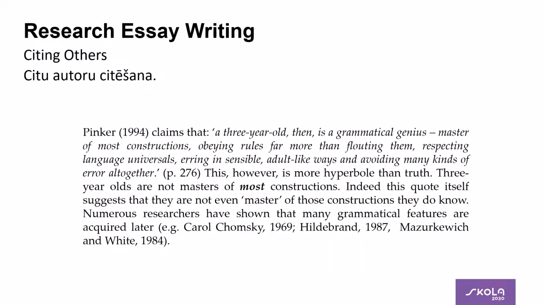The paragraph we looked at a moment ago has two different ways of citation. The first sentence starts with the name, with the date of publication in brackets, and then the quotation and the page number which it is taken from. Quotations should always have the page number. And then the final sentence summarizes what a number of researchers have done and then just references them.